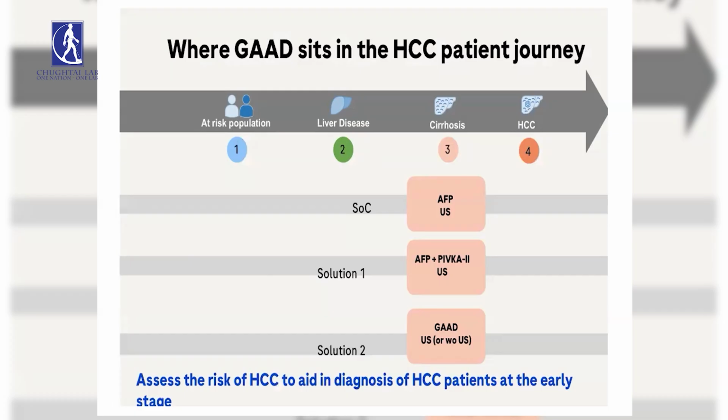In the journey of hepatocellular carcinoma, where does GAAD help? We start with the high-risk population who may develop liver disease and later progress to cirrhosis and hepatocellular carcinoma. The standard approach, using alpha fetoprotein or ultrasound with or without alpha fetoprotein, may miss the early cases. That's why GAAD improves this by diagnosis at the earliest stage, before cirrhosis or hepatocellular carcinoma develops.